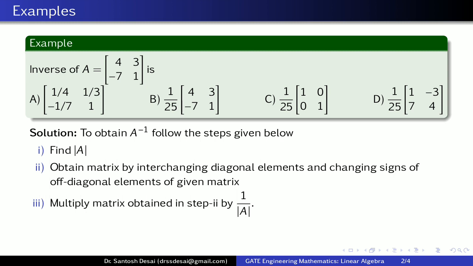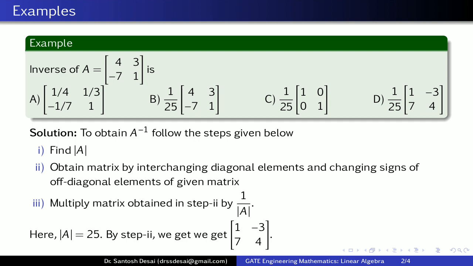So first we find the determinant of A. Here the determinant of A is equal to 25. Now we apply step 2, that is, we have to obtain the matrix by interchanging diagonal elements, that is, we have to interchange 4 and 1, and we have to change the signs of off-diagonal elements. So by applying step 2 we get a matrix 1, -3, 7 and -4.